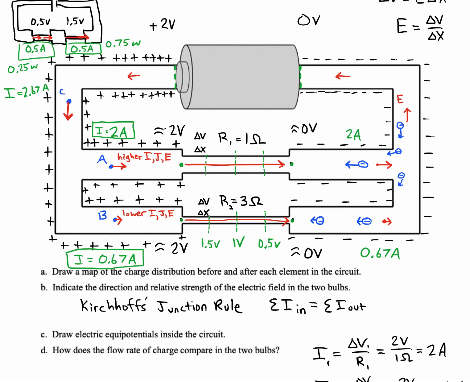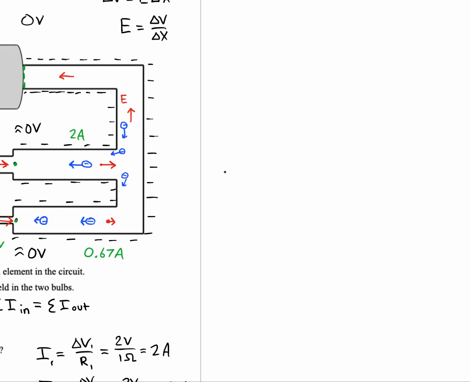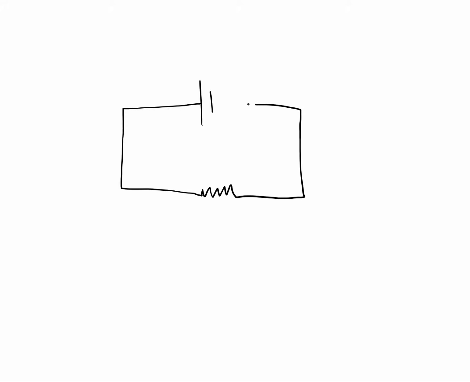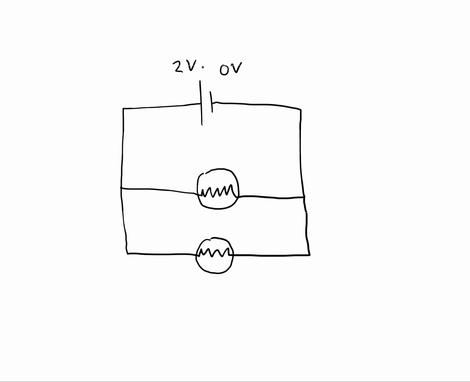What we'll do next is we will analyze the circuit symbolically. We'll create a circuit diagram for it. All right, so let me go over to here. Let's create our setup symbolically. We have 2 bulbs wired in parallel this time. We've got a 2-volt battery.